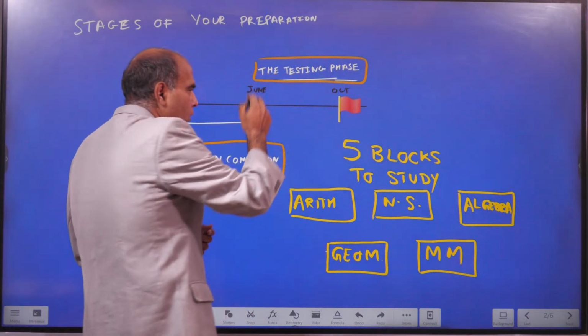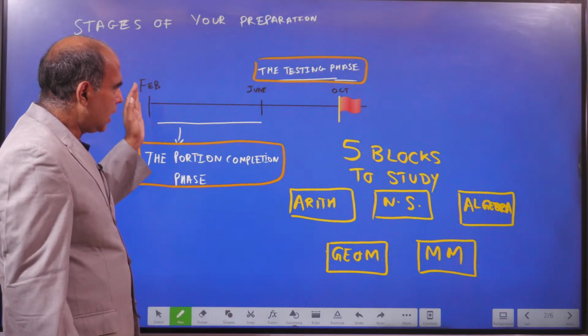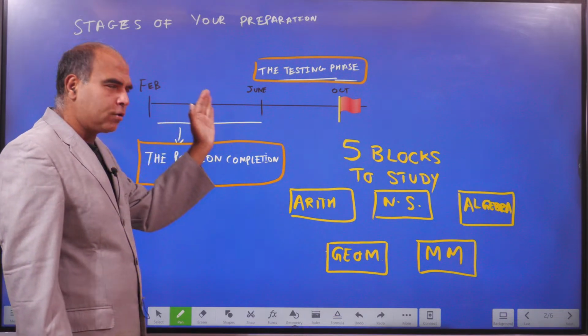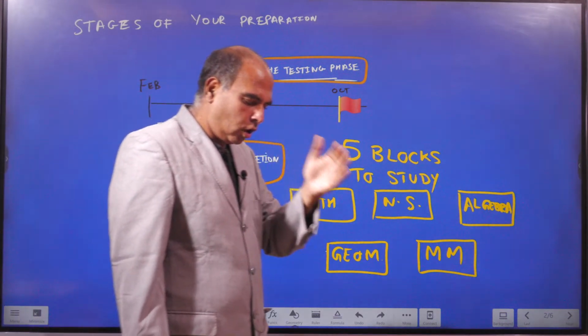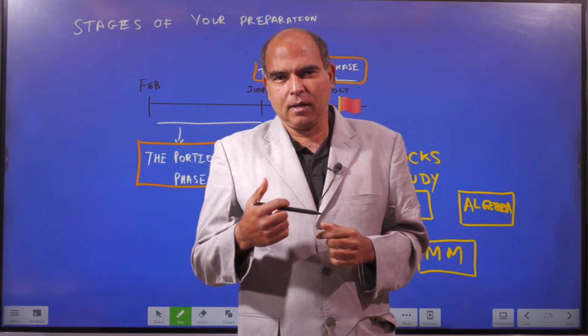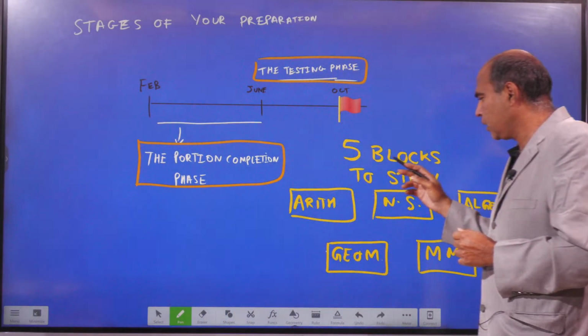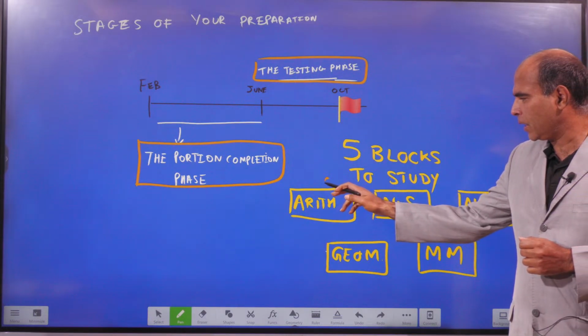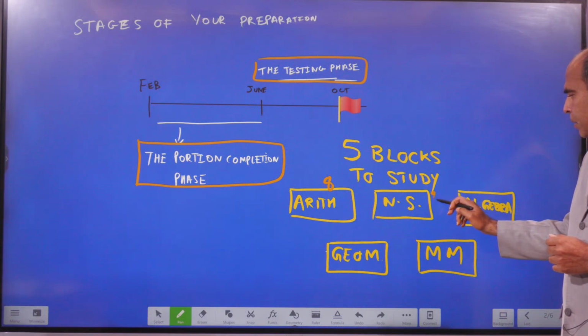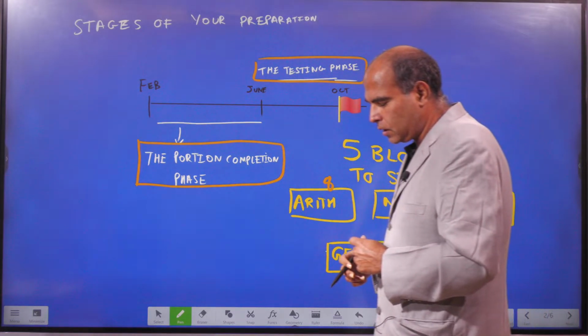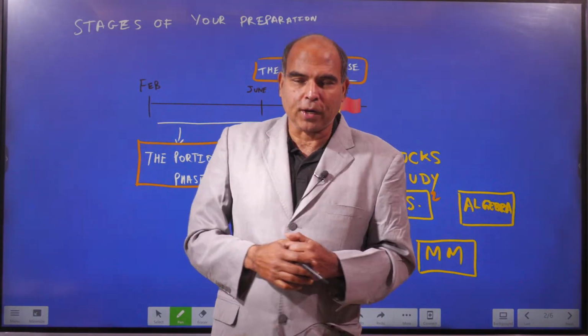And this on the timeline, starting from February, we are talking about CAT prep from February. So starting from February, your portion completion phase should not take you more than June. Typically, if you go 1 week per chapter, there are around 20 chapters spread across these 5 blocks, 8 chapters of arithmetic, 2 chapters of number systems and progressions. That's how I have organized the QA portion in my QA for CAT book.